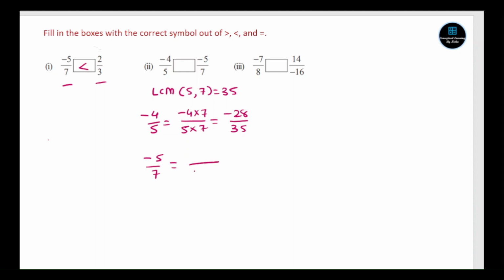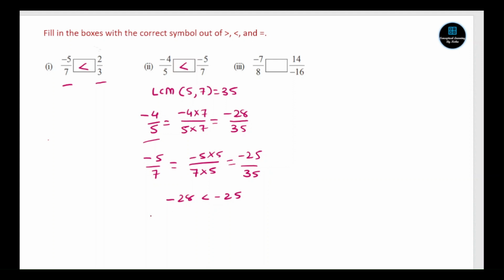So I'll make the denominator same: 7 times 5, minus 5 times 5. So what do we get? Minus 25 upon 35. Now I'll compare them. So minus 28 is smaller than minus 25, right? So what I can say, this number is smaller. So this one is smaller.